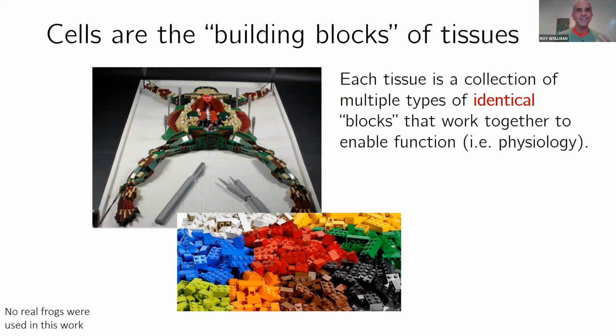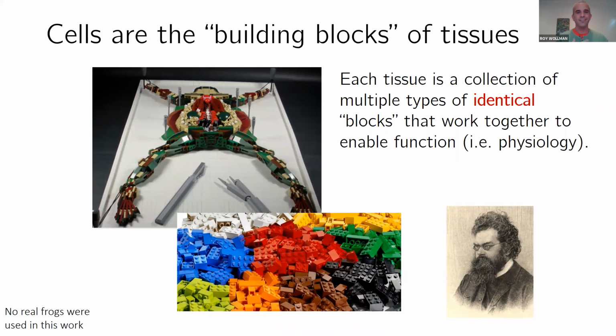But when I say that, I always feel the heavy weight of Boltzmann on my shoulder, because nothing is really identical. Maybe it's true for Lego, and it's actually amazing how reproducible Lego blocks are. The precision there is really amazing. But in biology, cells, those building blocks, are not really the same. There's always some variability around them.